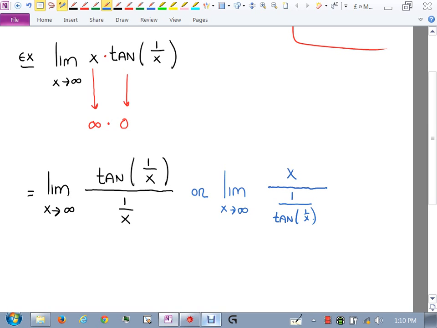Okay, which of these looks better to you? Because remember, your next step is to figure out, hopefully, that this is going to be like infinity over infinity or 0 over 0 or something like that. And then you have to take the derivative of top and bottom, right? Which of these looks like it's easier to take the derivative of? Look at this one right here.